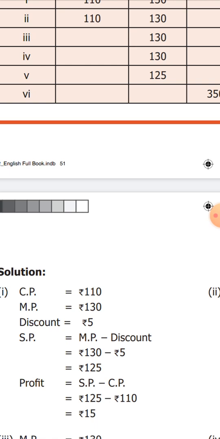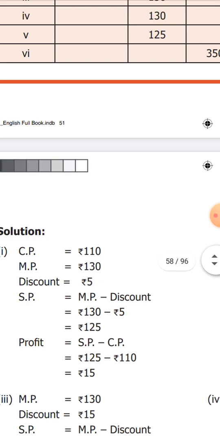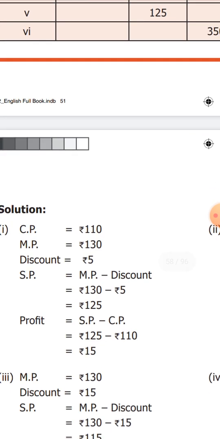Okay, and then you have to check whether SP or CP is larger. SP is larger, and SP larger than CP means there is a profit. SP smaller than CP means there is a loss. So we have a profit. How to find the profit? The formula is SP minus CP. SP, the selling price, is 125 minus cost price 110. Our profit is 15 rupees.